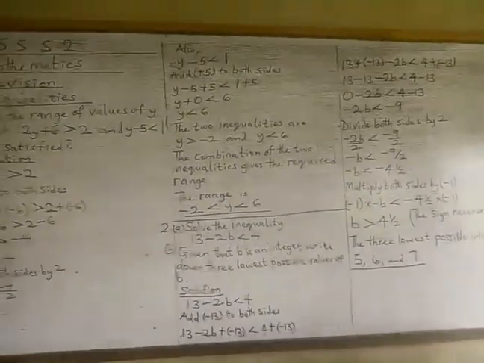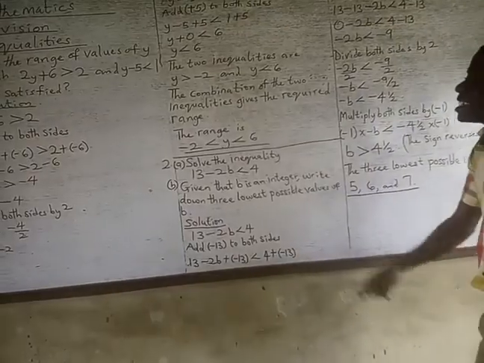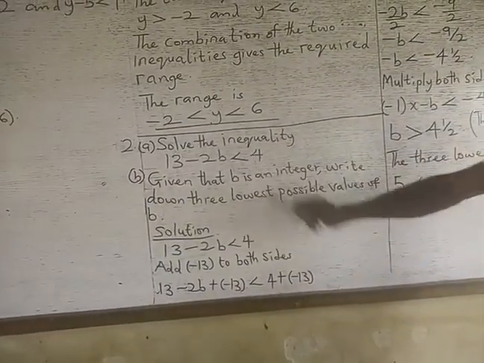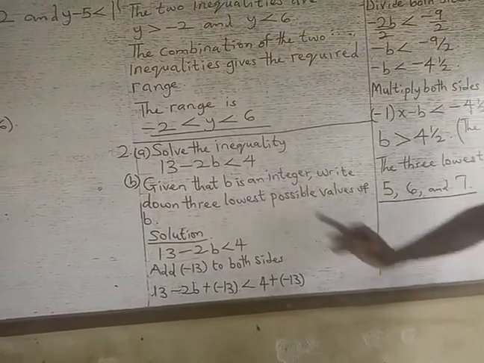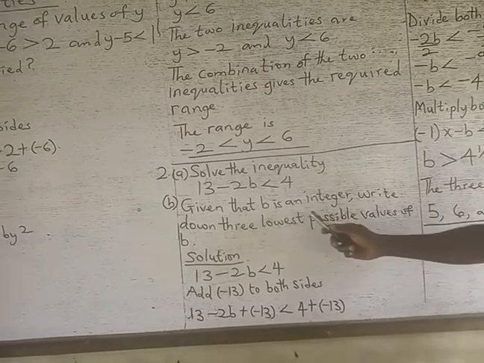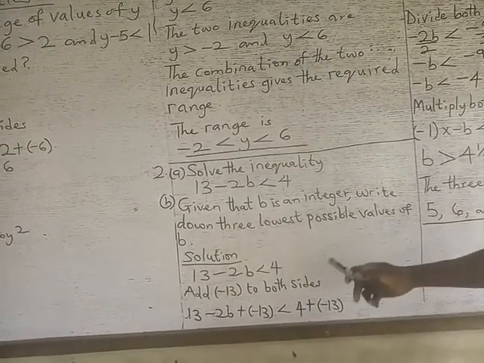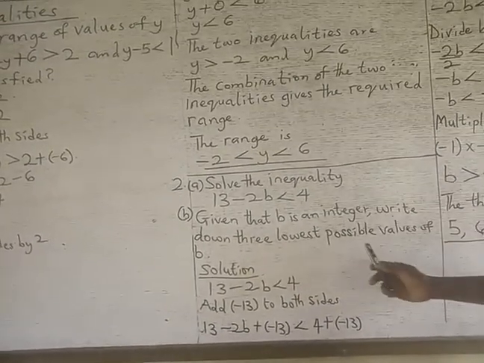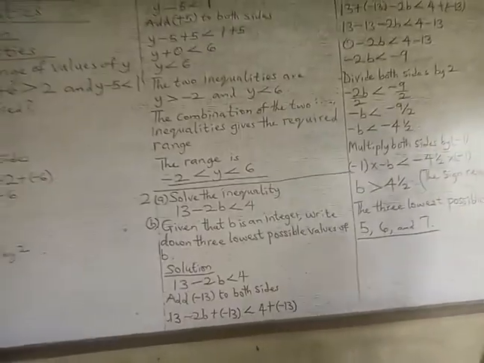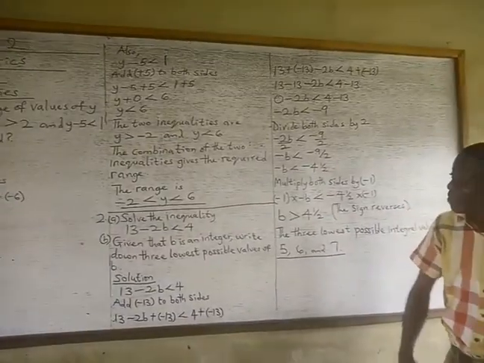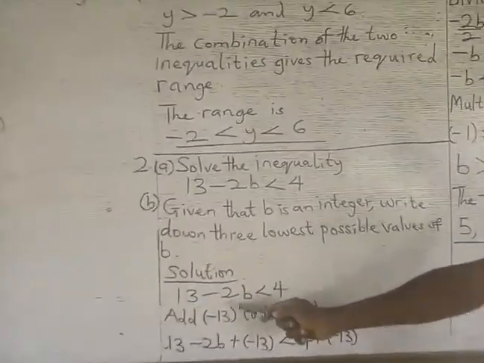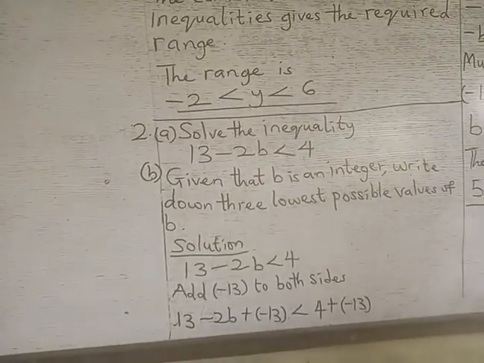Now to the second question. It says solve the inequality 13 minus 2b is less than 4. Part B of the question says given that b is an integer, write down the 3 lowest possible values of b. Now to start that, it's no problem. We move straight to the solution. Now we have 13 minus 2b less than 4 as given.